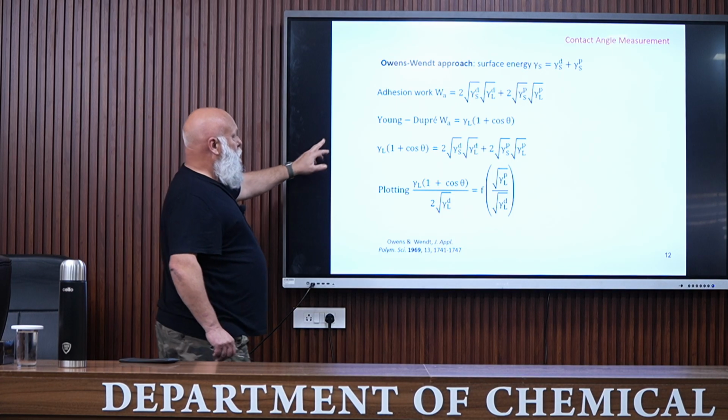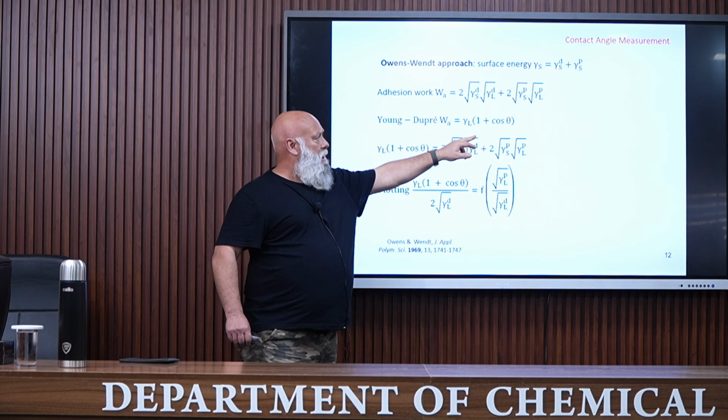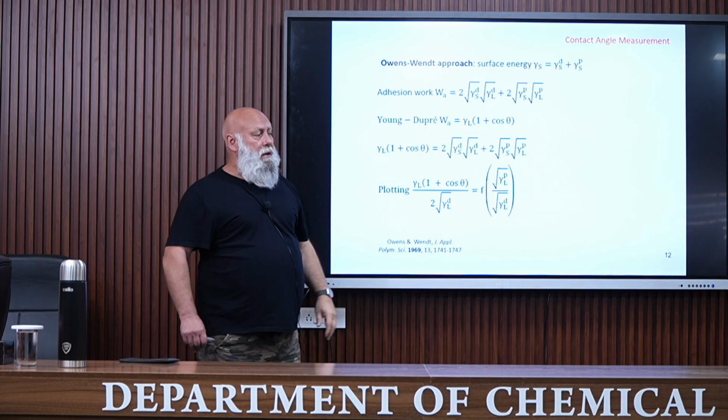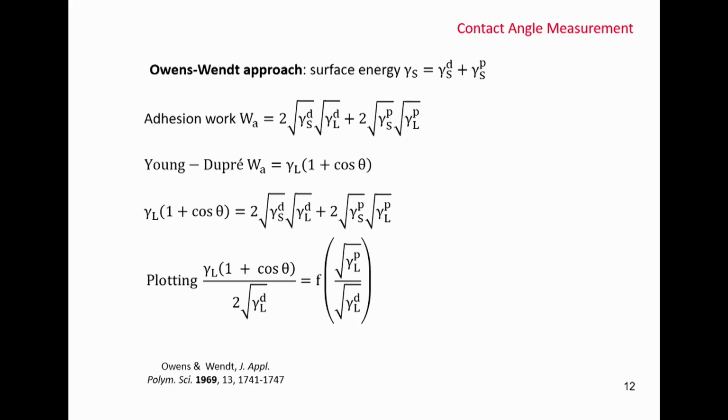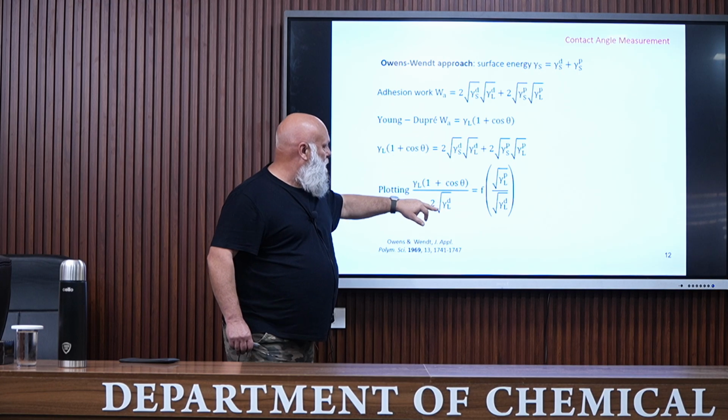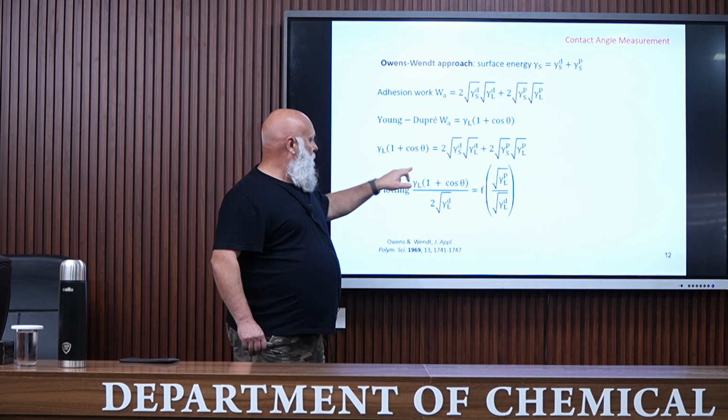We can also use the Young-Dupré equation, which is here. So theta is the contact angle, gamma L is the surface tension of the liquid. And of course, we can identify these two equations. We can rearrange a little bit, so it is just divided by this term here.